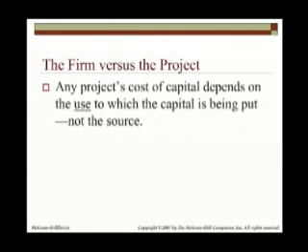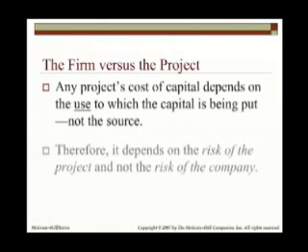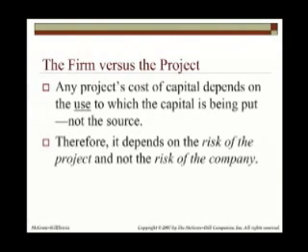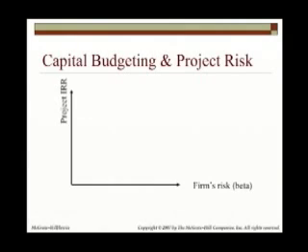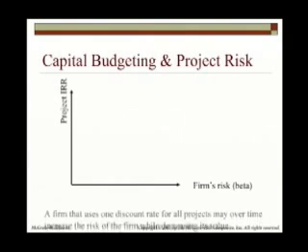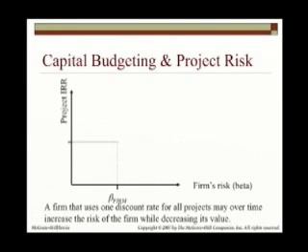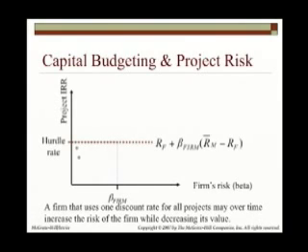And the answer is this. Anytime you have a project that has the same basic risk as the firm and is going to use the same amount of capital, then it's appropriate to use the firm's beta. So it depends on the risk of the project and the risk of the company. Here's an example. Here's a firm. There's the beta of the firm, and we plug the beta into the capital asset pricing model, and we get what's called the hurdle rate, which would be the firm's required rate of return.